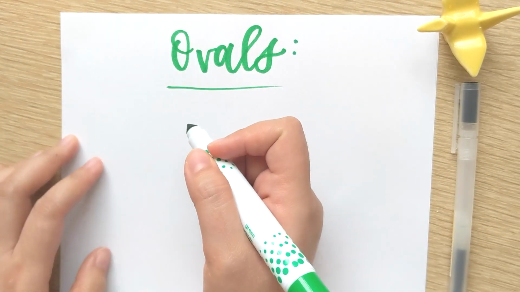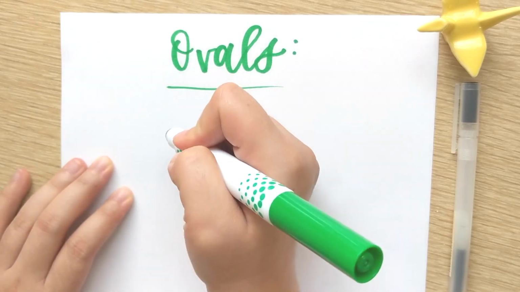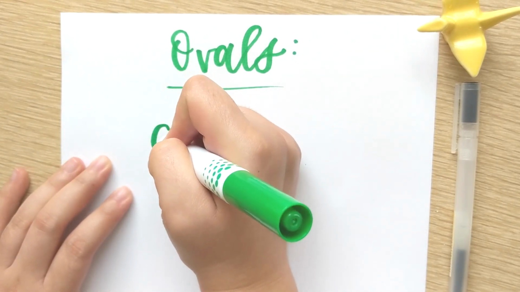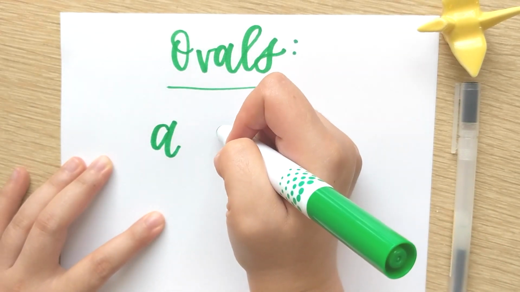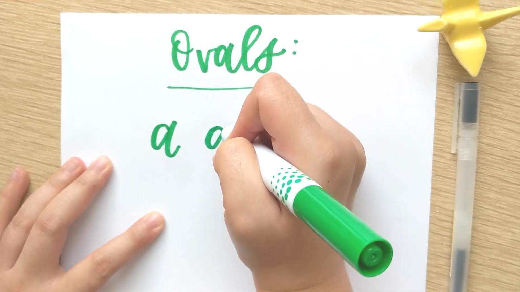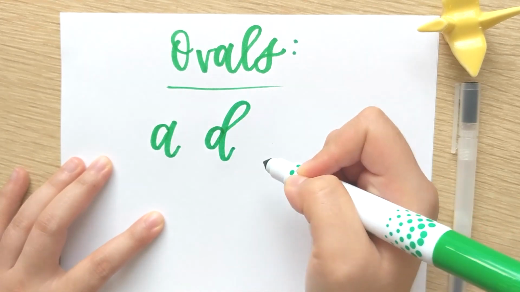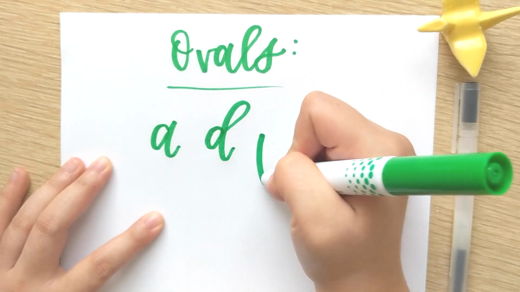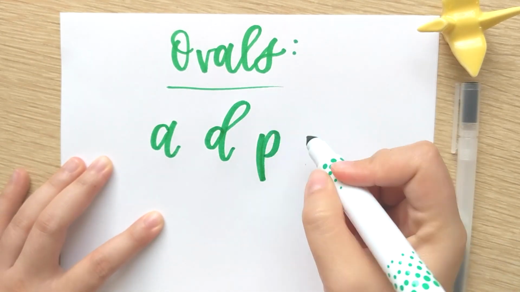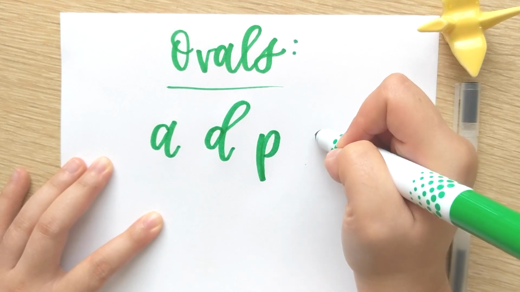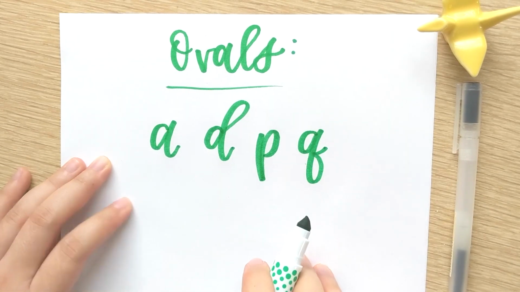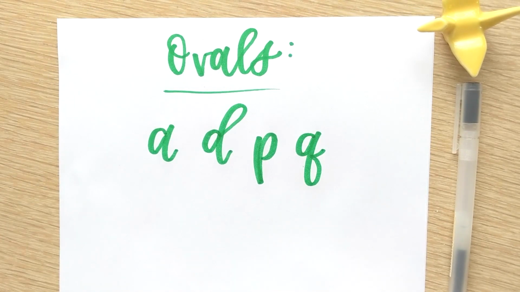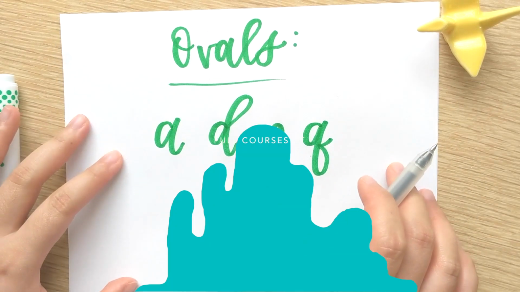And I'll show you first what they look like in 4 different letters. First one is A. Next is D. And P. And lastly, Q. So you might be thinking to yourself, how is that 4 different kinds of ovals? They all look exactly the same. You're crazy. I don't know what you're doing. So let me show you.